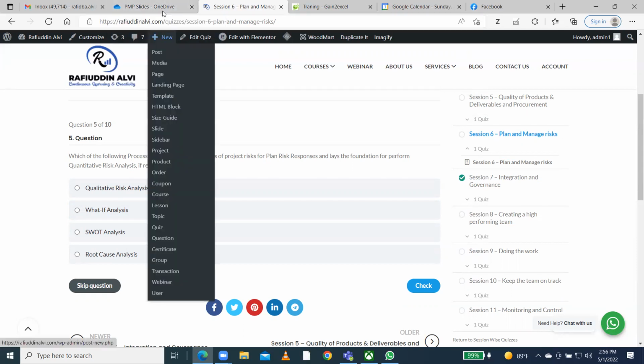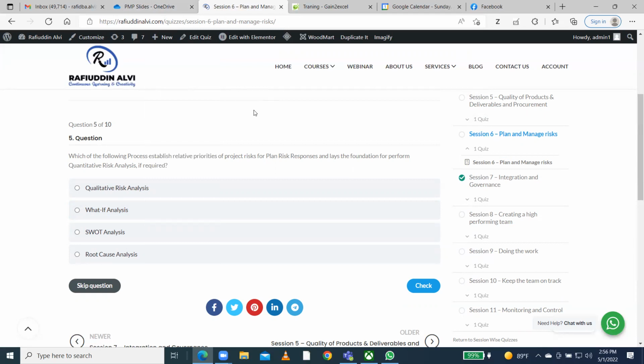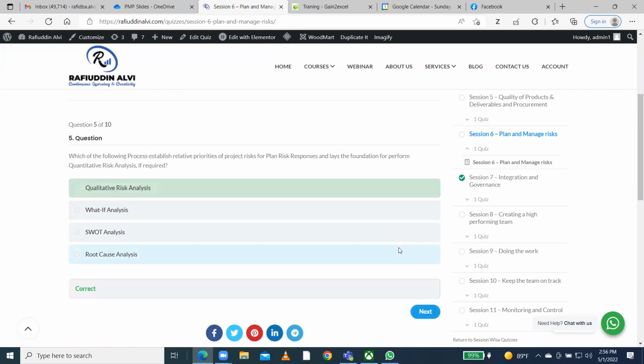Okay, so in this case, it should be qualitative risk analysis. Sorry, qualitative. Okay, got it right. Qualitative risk analysis, where you have the probability and impact. So that is close to the answer.